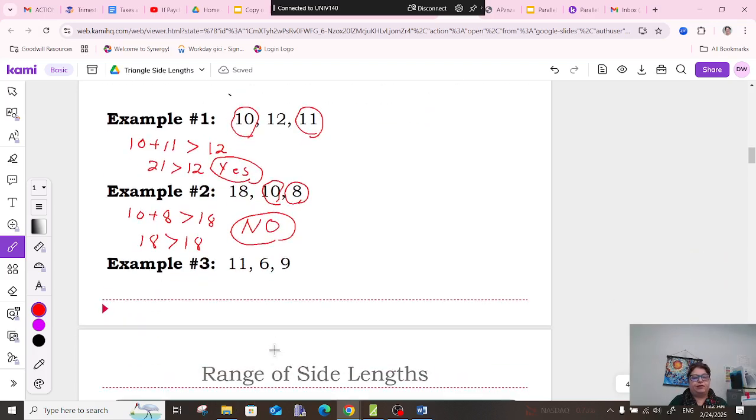What are my two smaller sides right here? 6 and 9. I'm going to add 6 and 9 together and see if it's greater than 11. 6 plus 9 is 15. Is that greater than 11? Yes, so this does make a triangle.